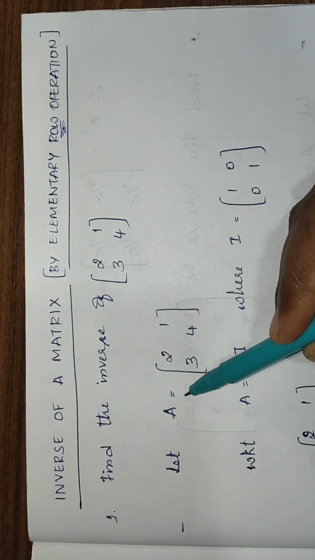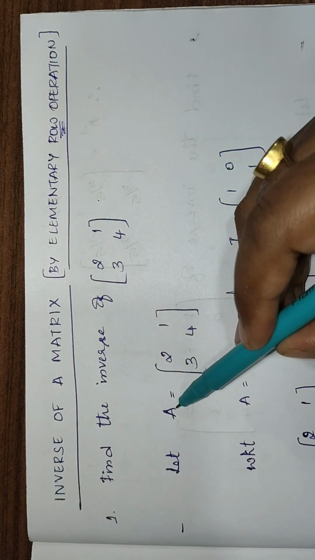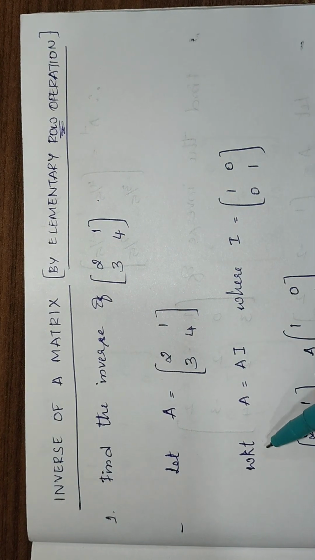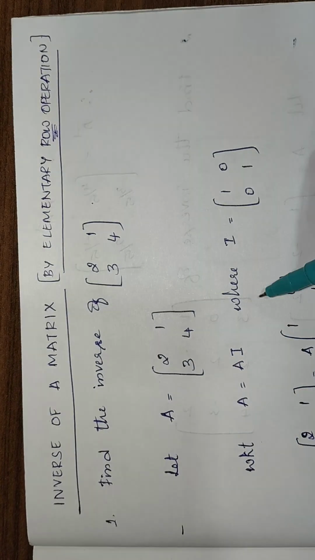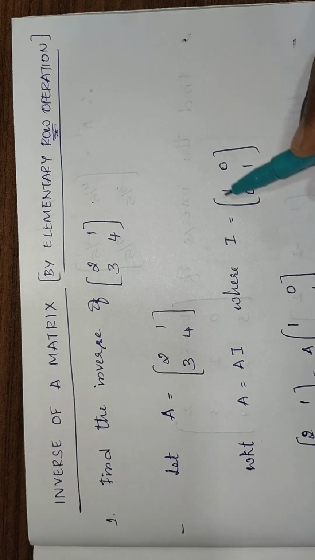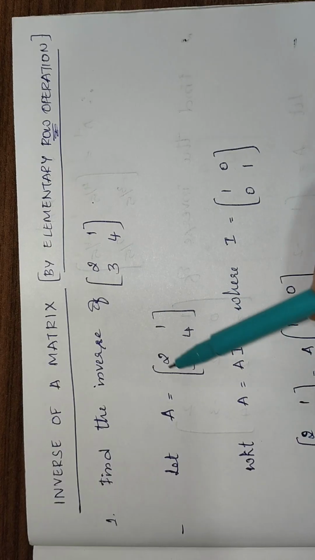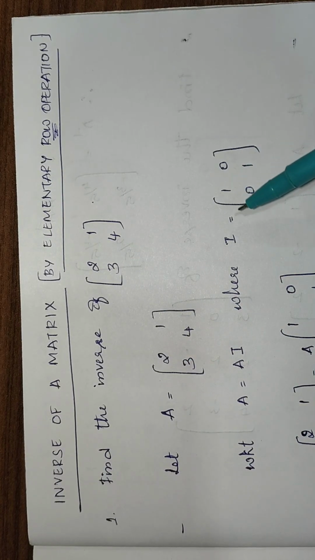Let A equal to 2, 1, 3, 4. I have taken this matrix as A. And we all know that A can be written as A into I, where I is the identity matrix of order 2 cross 2. Here, our matrix is of order 2 cross 2, so we need to take I of the order 2 cross 2.